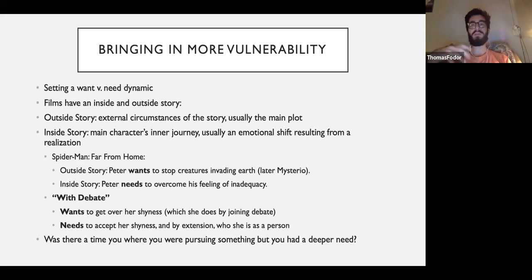All right, so what does this look like in a story? If you've seen Spider-Man Homecoming, this will make sense. So of course the outside story, and again, sorry if this includes spoilers, but it's been out for a few years, so I apologize.